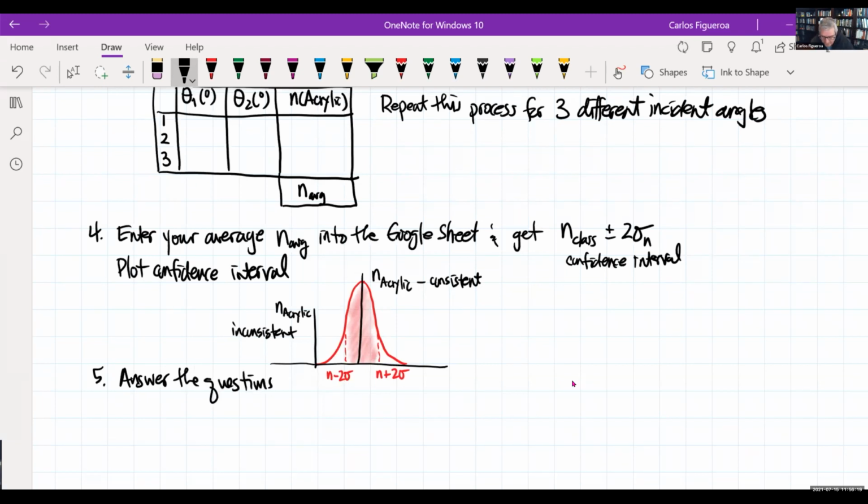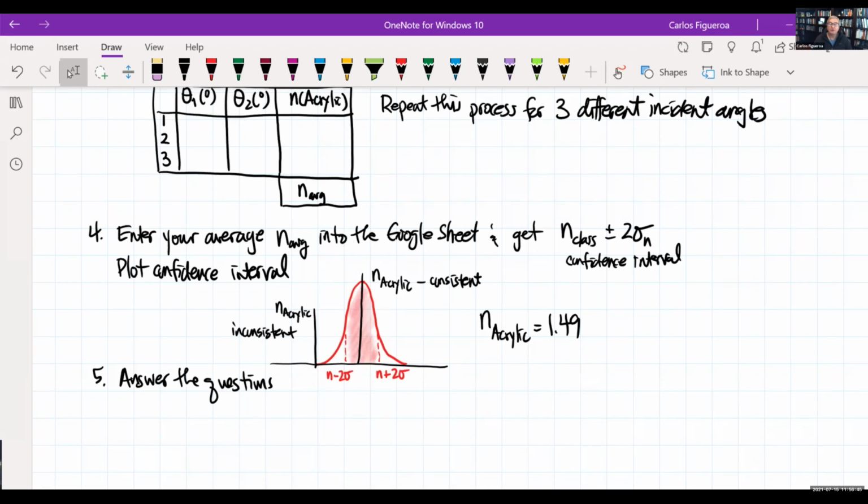Now what you're going to find here is that n of acrylic is equal to 1.49. See if this n of acrylic value falls within the class confidence interval. That's what you do with part 1. Okay? So there's part 1. Let's go to part 2.